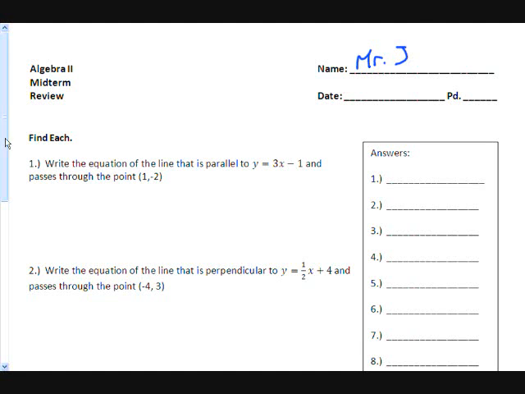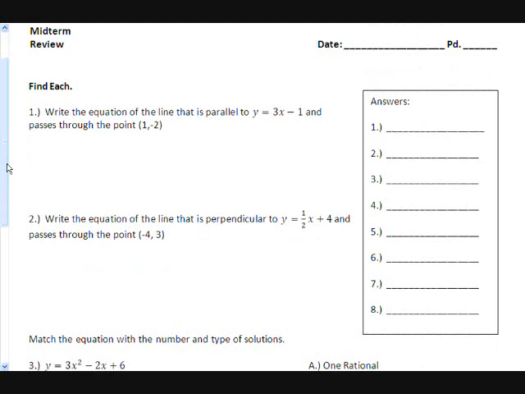If we take a look at the first one, it's asking us to find the equation of the line that is parallel to y equals 3x minus 1 and passes through the point (1, -2). Remember, whenever we're trying to find the equation of the line, we're looking for two things. We're looking for the slope, and we're looking for the y-intercept. For this one, since it says we're parallel, this line has a slope of 3, and remember, parallel lines, the slopes are the same. So that means our slope is also going to be 3.